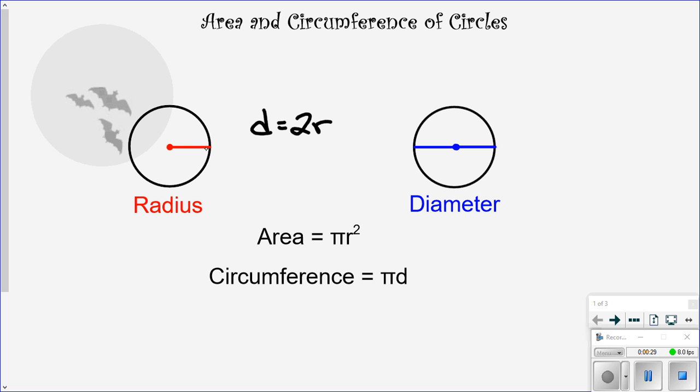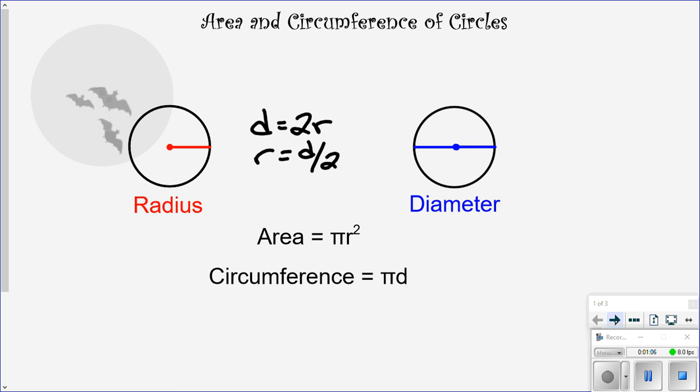So if the distance halfway across is the radius, double that and you'll have the distance all the way across, which is the diameter. Likewise, you can say that the radius is just half of the diameter, or the diameter divided by 2. To find the area of a circle, you multiply pi times radius to the second power. So it would be radius times radius. And this is commonly called pi r squared. So pi times the radius times the radius. The circumference, which is the distance around the circle, is calculated by doing pi times the diameter.